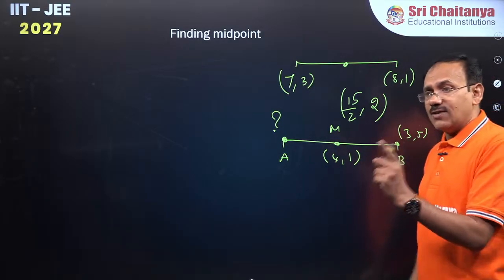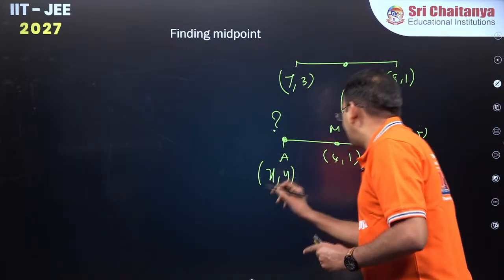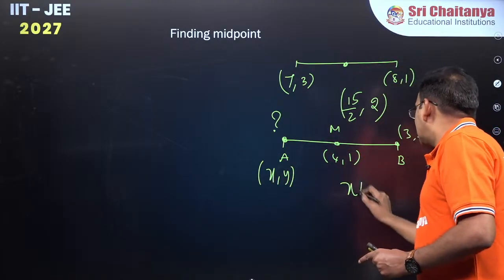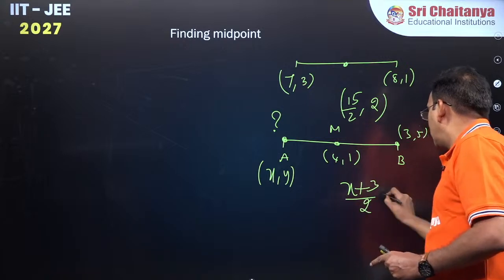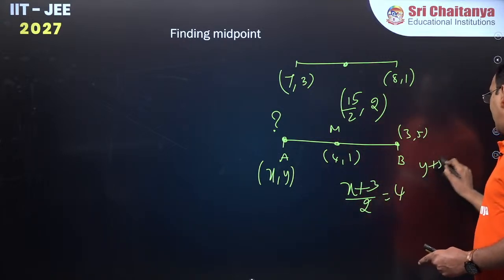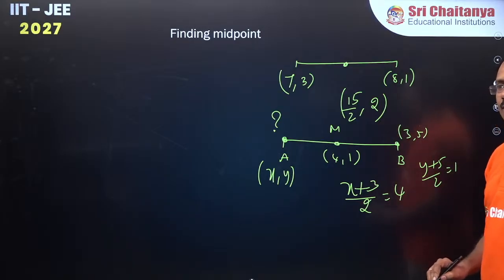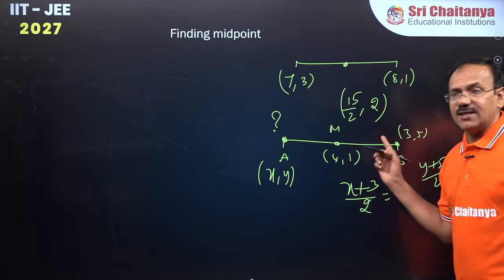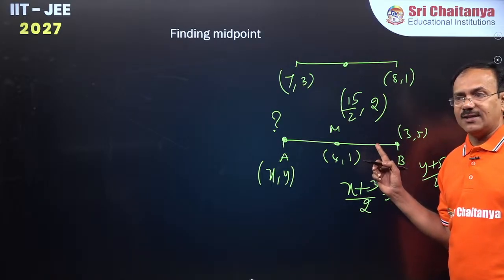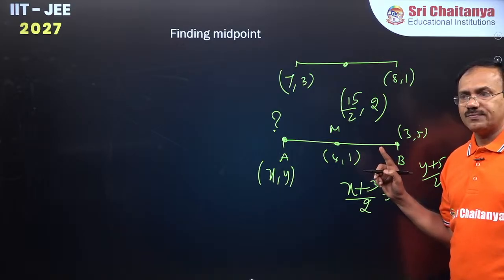All of you might have done this, like you might have taken it as x comma y. So, x plus 3 by 2 is equal to 4, so x is 5. Y plus 5 by 2 is equal to 1, y is minus 3. You have done. How many of you have done like this? Quick. Let me know.